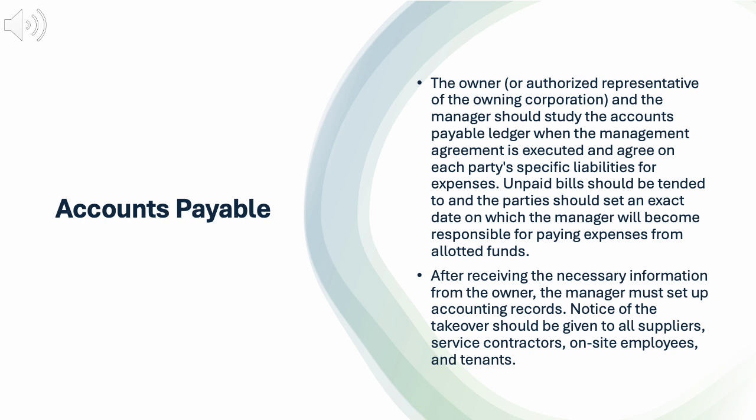Accounts payable. The owner or authorized representative of the owning corporation and the manager should study the accounts payable ledger when the management agreement is executed and agree on each party's specific liabilities for expenses. Unpaid bills should be tended to, and the parties should set an exact date on which the manager will become responsible for paying expenses from allotted funds.